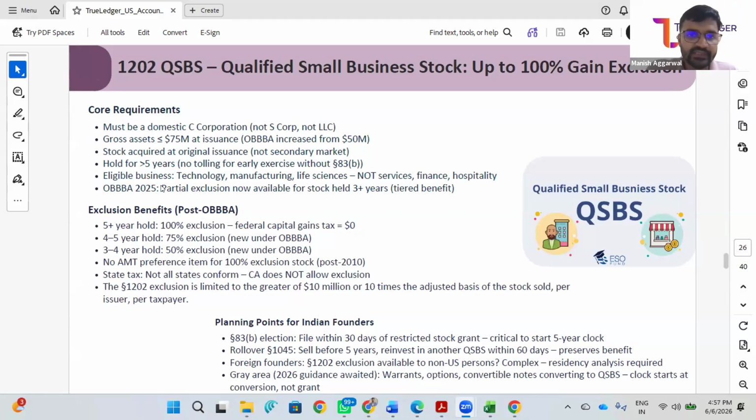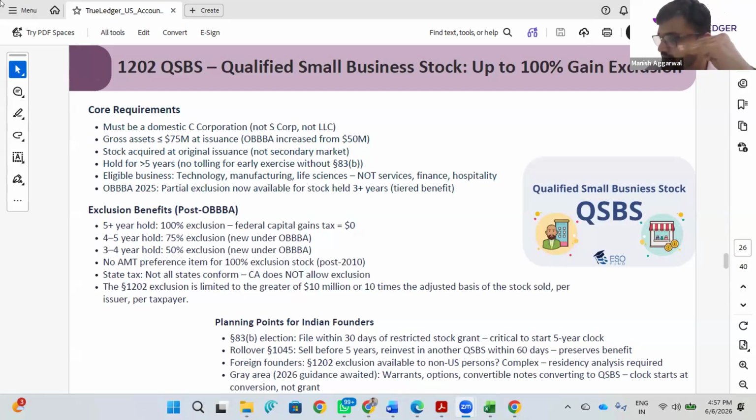And this is eligible for businesses in technology, manufacturing, and life sciences, not services, finance, hospitality. These businesses are not eligible, but the tech sector is in particular allowed. So finance like banking is not allowed for this stock. Similarly, the hospitality sector is not eligible for qualified small business stock. They genuinely want to promote the tech and certain sectors which are capex heavy but small, so that there is no capital gain tax at the time of exit on the promoters.